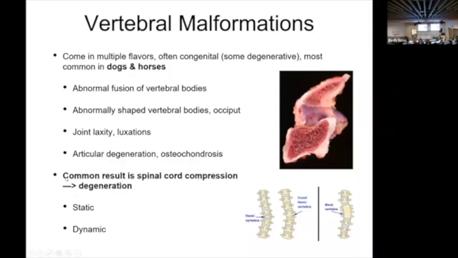A common result of all this is compression of the spinal cord, and that results in degeneration. Two major types of lesions are static and dynamic. A static lesion would be one like this, where compression is present to the same extent no matter what the animal's body is doing. In contrast, with a dynamic lesion, in a certain position my spinal canal is the correct width and I'm not compressed, but if I move a certain way, if I flex my neck, then I get compression. I'll show you a couple examples of each of those, but these are primarily clinical differentiations.